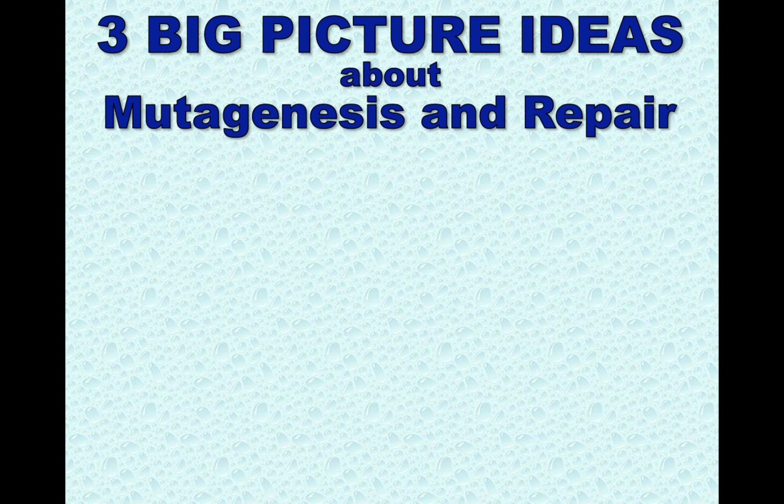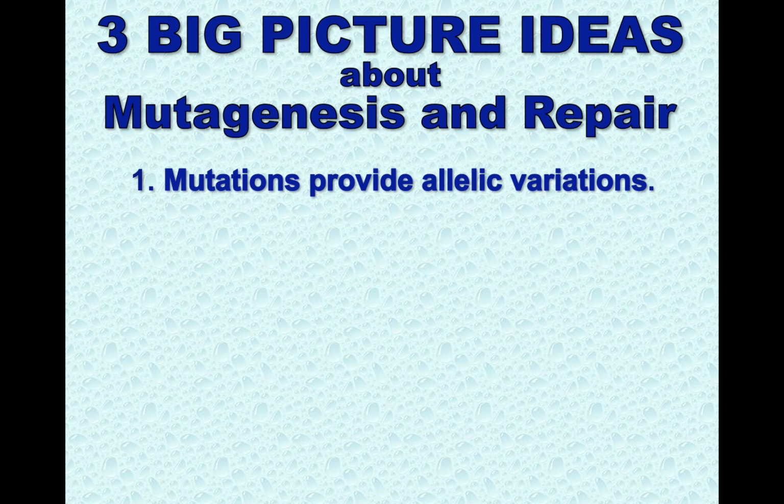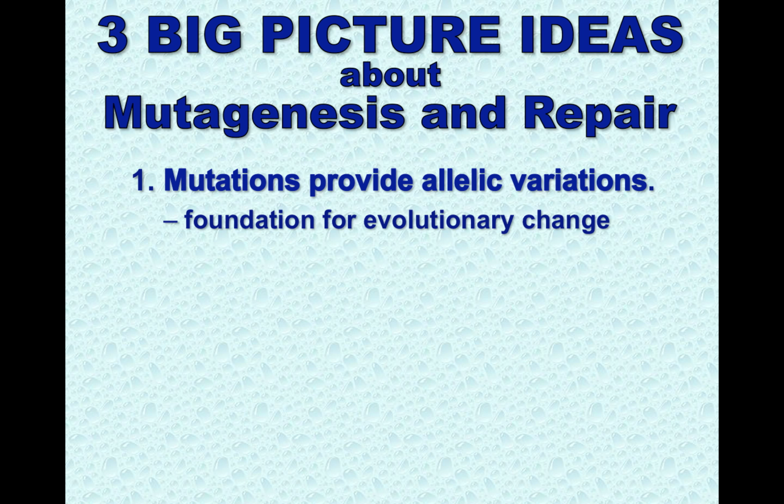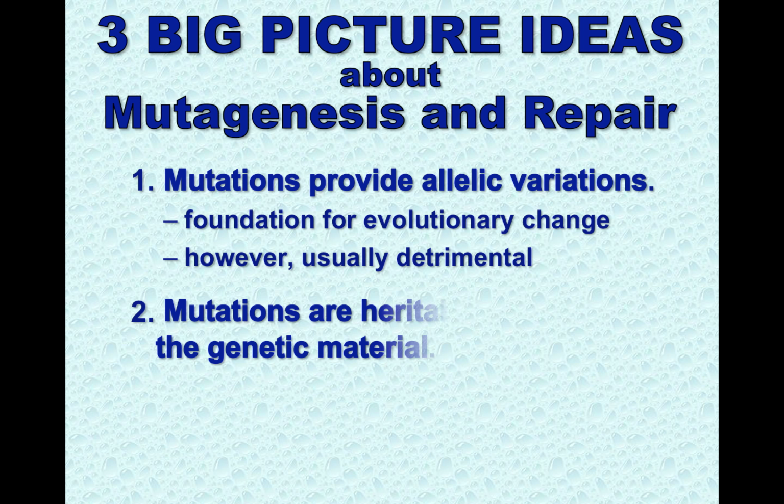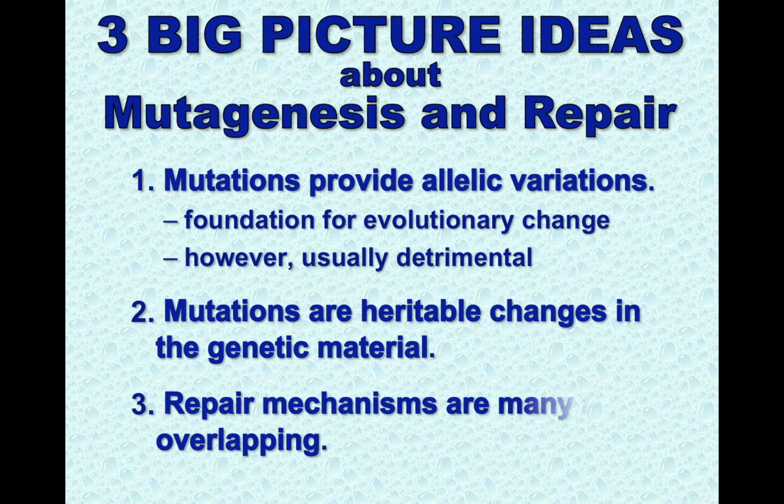There are three big picture ideas about mutagenesis and repair. First of all, mutations provide allelic variations. They are the foundations for evolutionary change. However, most mutations that occur within an individual or are found in a population are often detrimental. Mutations are heritable changes in the genetic material, and repair mechanisms are many and overlapping.